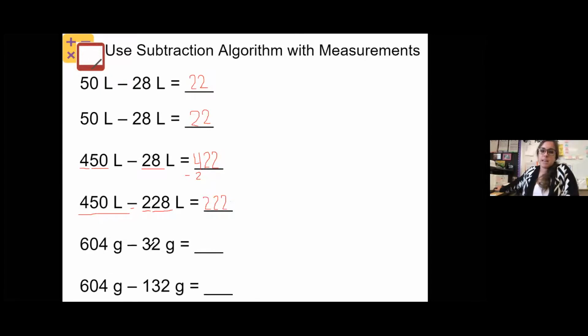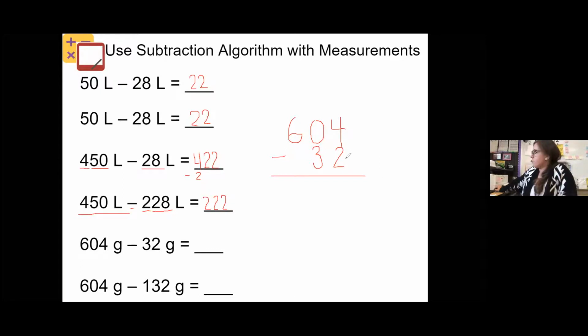Okay, now this next one we're going to have to solve on our own. So on your whiteboards, I want you to do 604 grams take away 32. Be careful, make sure that 30 goes in the tens place and the 2 goes in the ones place. Pause the video here so you can solve it on your own.